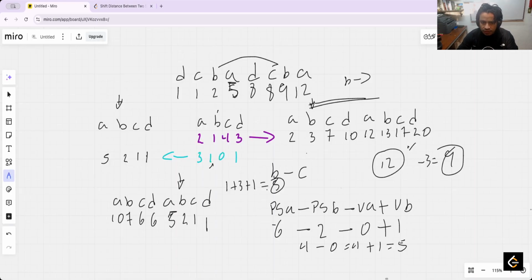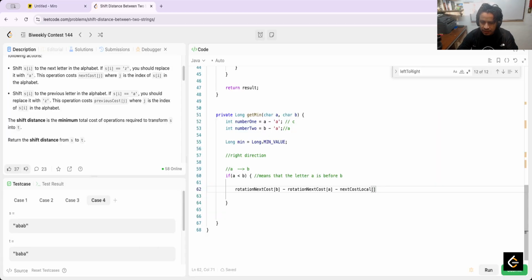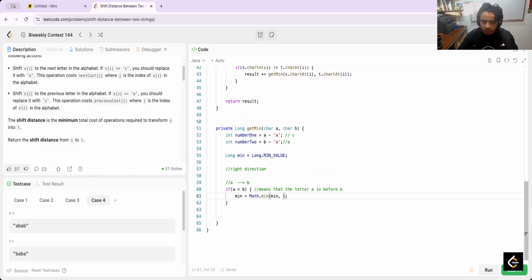In the letter my mind C here. With this I can discover this is the formula. It's equal math dot min between min and this, where is different.